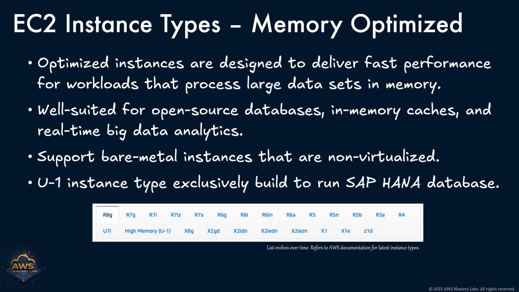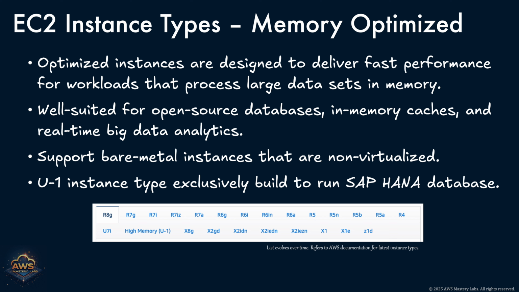Typical use cases include open-source databases like MySQL, PostgreSQL, and MariaDB, in-memory caches such as Redis and Memcached, and real-time big data analytics platforms like Apache Spark or Presto. These workloads benefit from rapid data access and minimal I/O latency, which memory-optimized instances are specifically designed to provide.